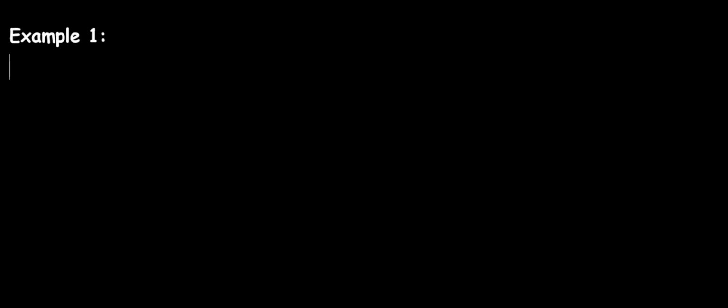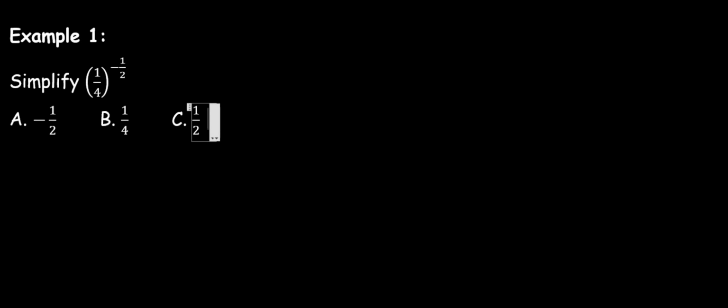These laws and examples are taken from page 74 of our textbook, SSCE Mathematics. Simplify (1/4) raised to power minus 1/2. The options are given: A, minus 1/2. B, 1/4. C, 1/2. D, 2. E, 4.